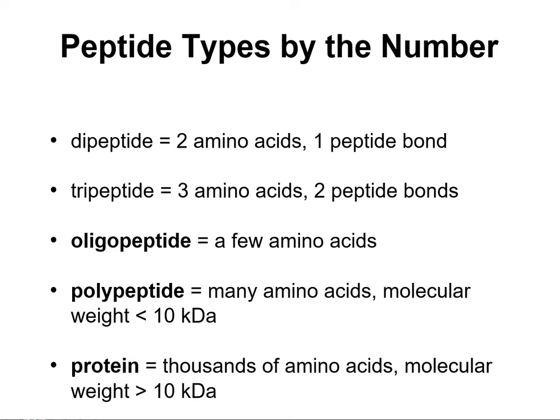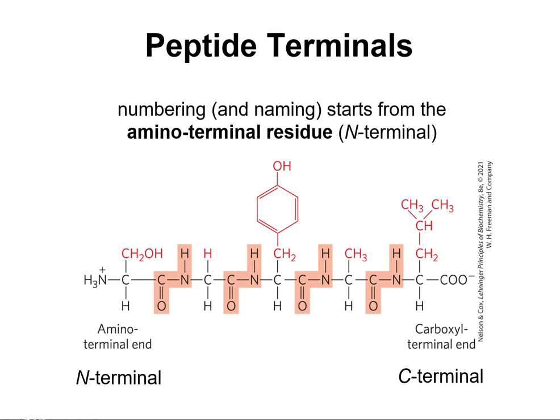When we're talking about peptides, you can talk about them by the number. So a dipeptide is 2 amino acids. Tri means 3, so that's 3 amino acids. An oligopeptide is a short peptide. It's got a few amino acids. Polypeptide means that you've got something bigger, more than 10 kilodaltons. And then proteins have thousands of amino acids, so much bigger than 10 kilodaltons. It's just a little terminology.